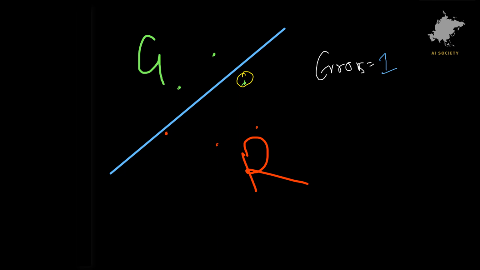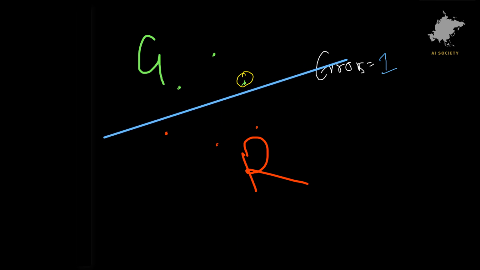Now again we will try to move the line. We will try to move the line around, and we will try to minimize the error as much as possible. So again I move the line, and let's say the line looks something like this. Let me remove the first line from before. Now the line looks something like this, and my error becomes 0.